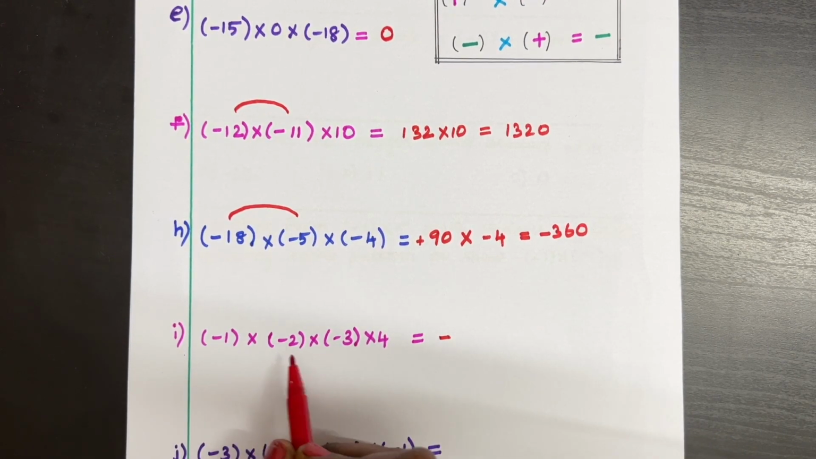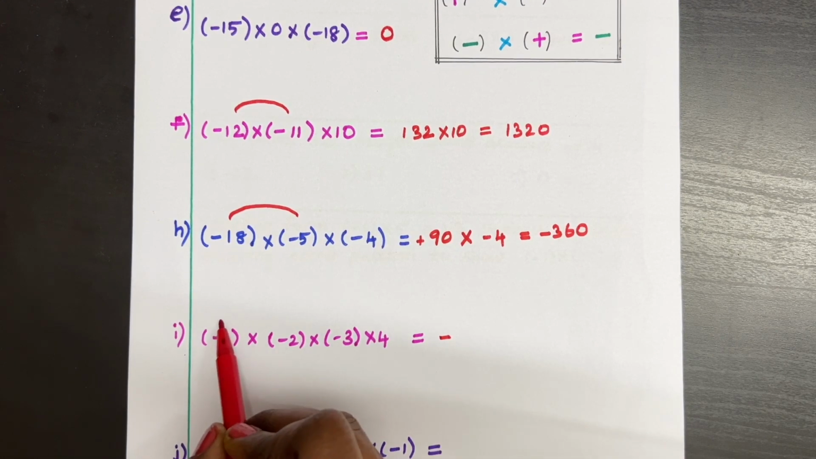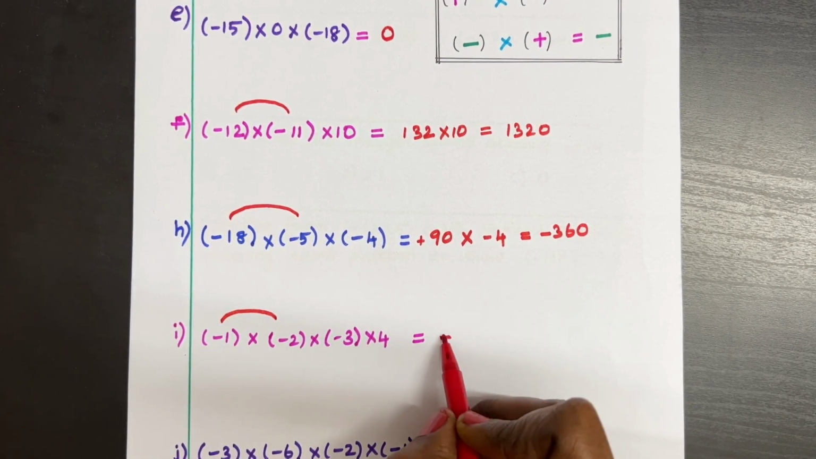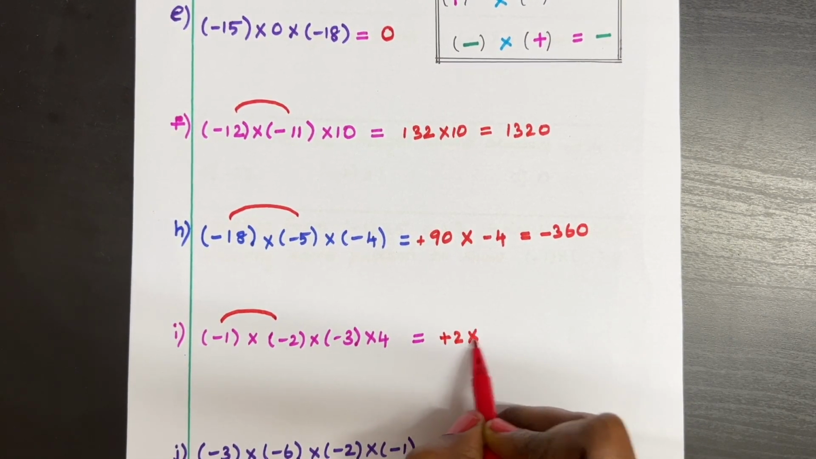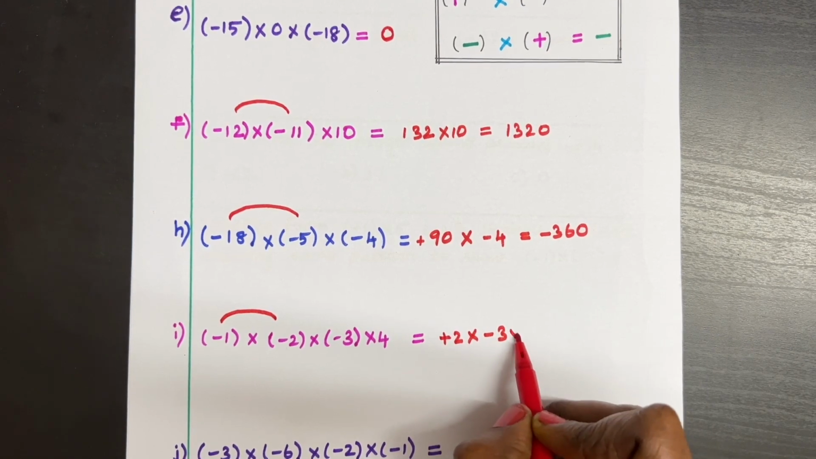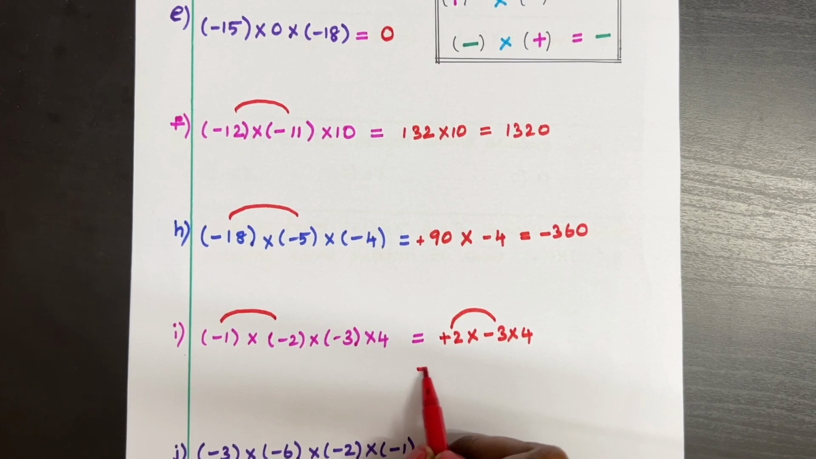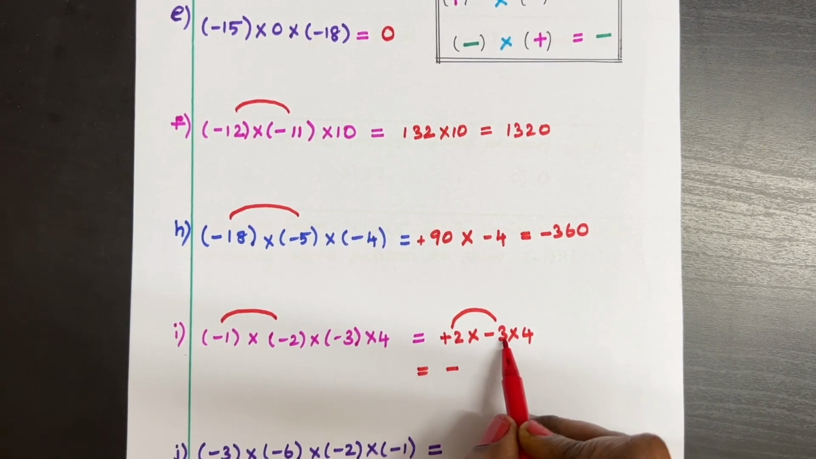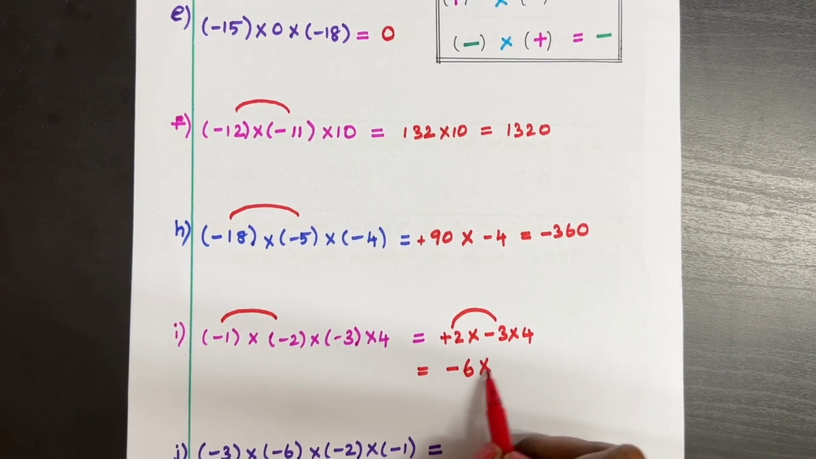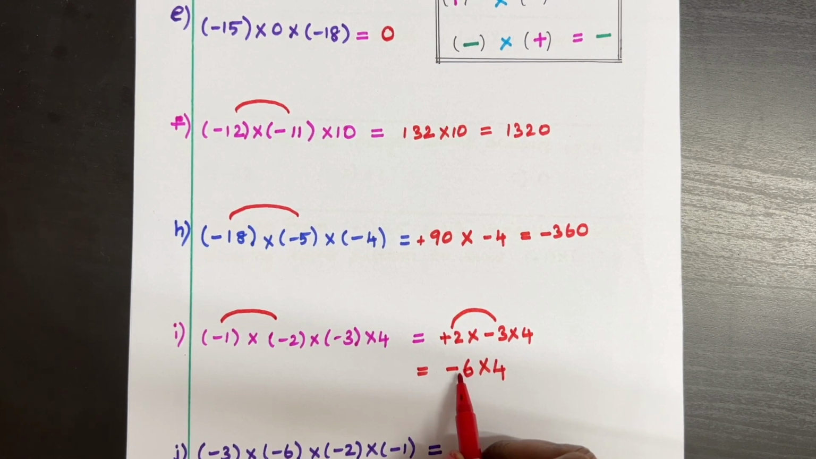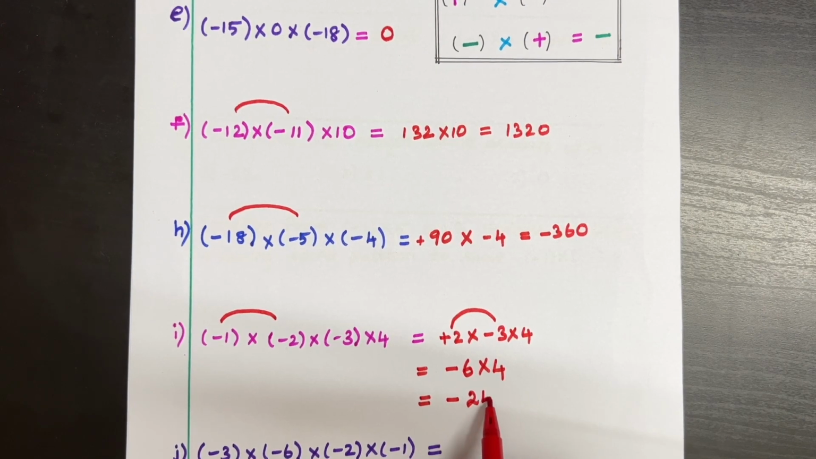See, you can multiply like this also. 1 into 2 gives you plus 2, into minus 3, into 4. Now, multiply these two. Positive into negative is negative. 2 into 3 is minus 6, into 4. Again, negative into positive. This is equal to minus 24.